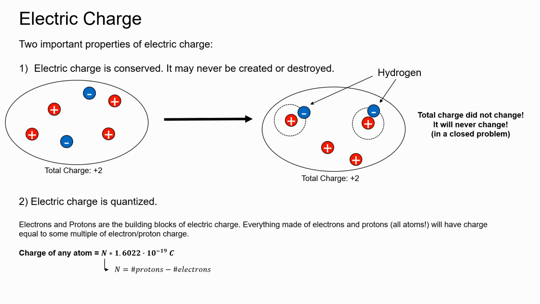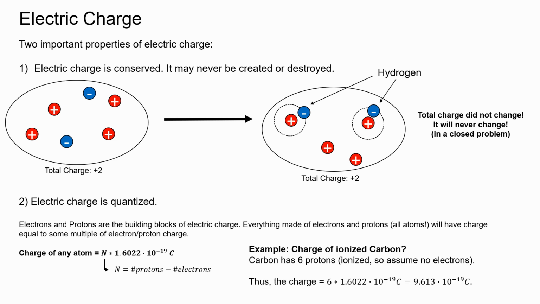The second important property of electric charge is that electric charge is quantized. So in nature, electrons and protons are the building blocks of everything that has electric charge. Everything is made out of electrons and protons, and therefore the charge of anything that's made out of electrons and protons will have a charge that is some multiple of the proton and electron charge. So mathematically, the charge of any atom is going to be equal to n, where n is some integer, times the charge of the proton, 1.6 times 10 to the negative 19 coulombs. The integer n is simply given by the number of protons minus the number of electrons.